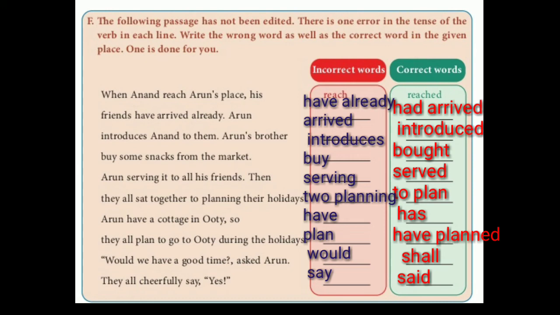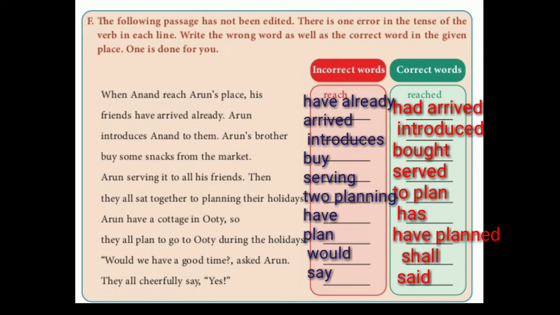Okay. When Anand reached Arun's place, his friends have arrived already. So reach is not the wrong word. Have arrived already is wrong. So what is the answer? It is not have, it should be had. Friends had arrived already. Arun introduces Anand to them. So introduces is wrong. So Arun introduced Anand to them.